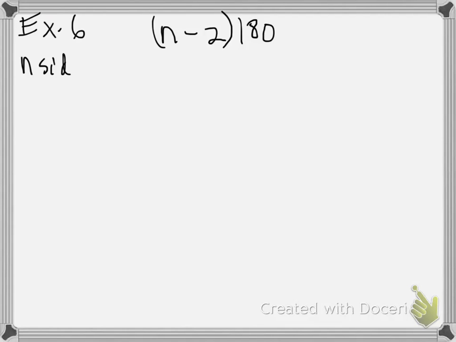Example 6 says, what is the angle measure in any polygon if it's equiangular? What is the measure of each angle? Because they're all going to be the same. So we know that the sum of all the angles, we knew this formula already, but based on the number of angles, there's n sides or n interior angles.